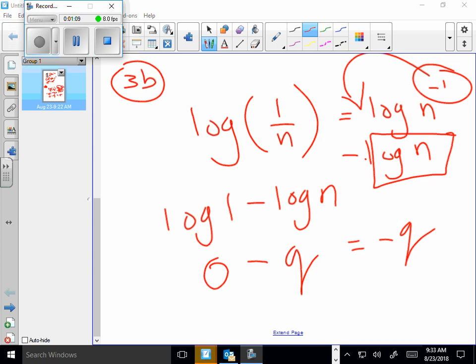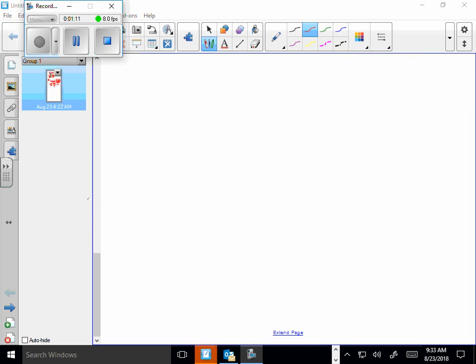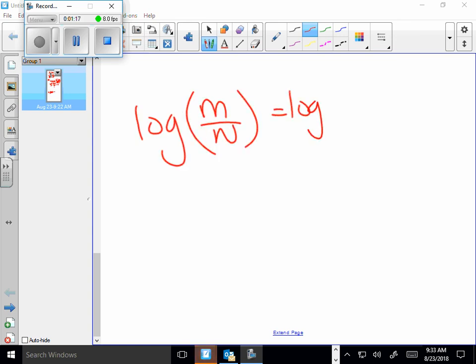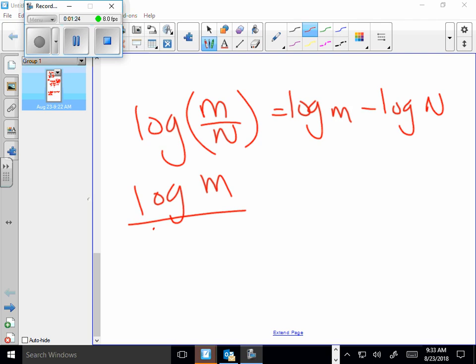No, I think you're conflating two things. You're conflating one log with division, which is log m minus log n, with two logs being divided, which is just two logs being divided. So this is p over q.